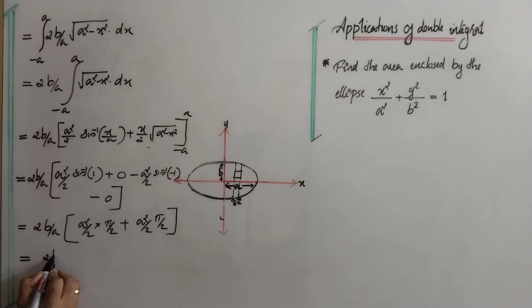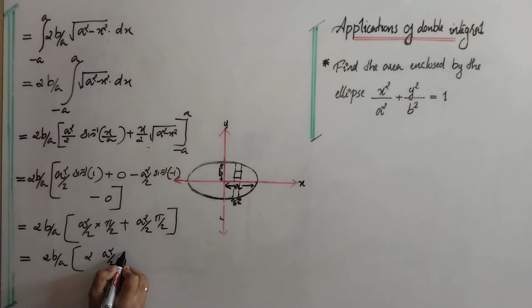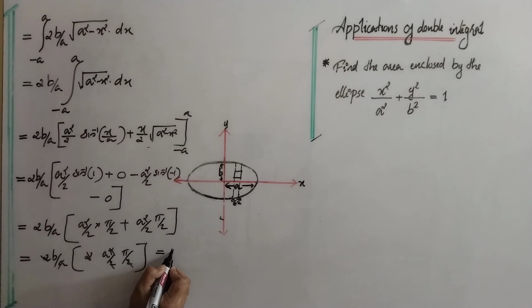So here we get 2b by a into 2 times a square by 2 into pi by 2. This 2 will cancel. This a also cancels. The remaining terms are pi ab. So the required area enclosed by the ellipse is pi a b unit square.